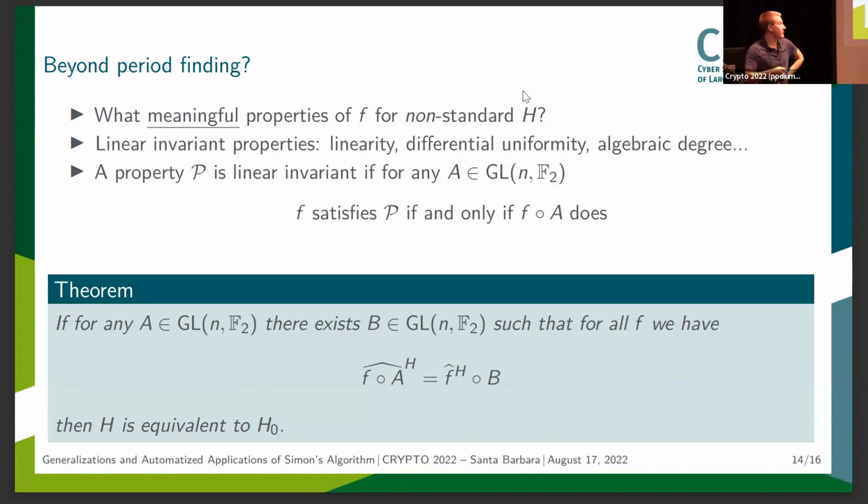And now our main theorem here is that if for any A, there exists a B, both invertible matrices, such that for all F, the transform regarding H of F after A is the same as the transform of F after B, then H is equivalent to H0. And this means that if H is not equivalent to H0, then we cannot catch linear invariant properties. And therefore, we believe that the standard Hadamard matrix is the way to go if you want to use this for symmetric cryptanalysis.